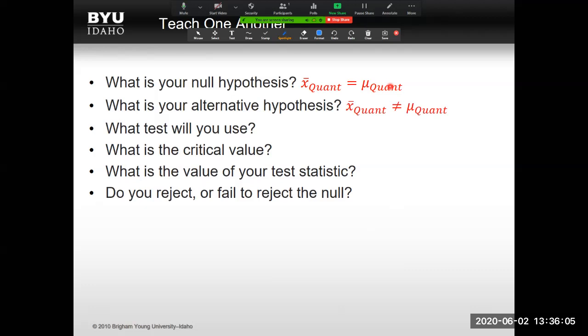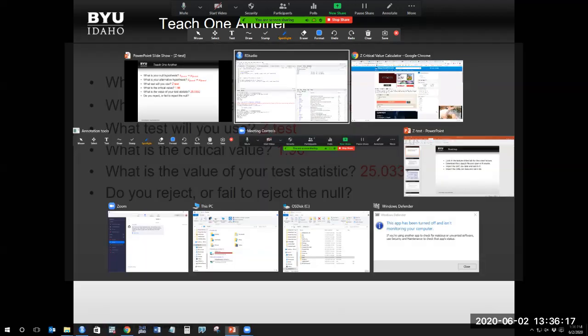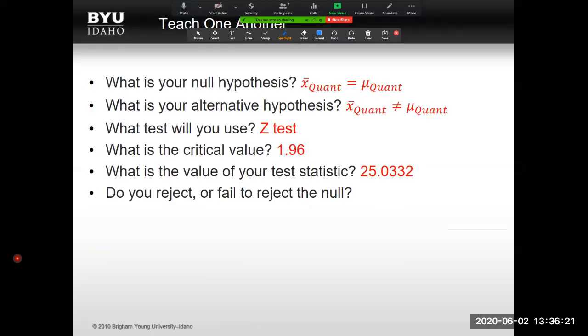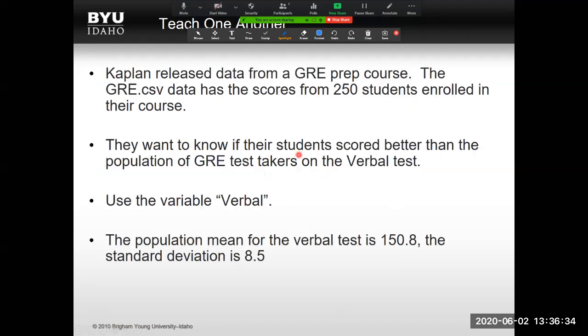What test will you use? What is the critical value? Plus or minus 1.96. What is the value of your test statistic? Right there is where you get that answer. Based on that, what do you do with the null hypothesis? Well, reject, right? You reject the null. This is bigger than 1.96. Okay, we'll try it again.